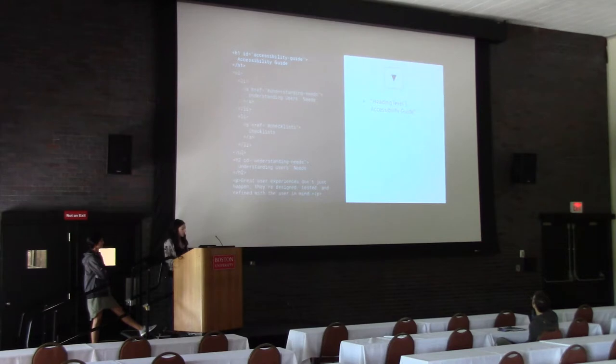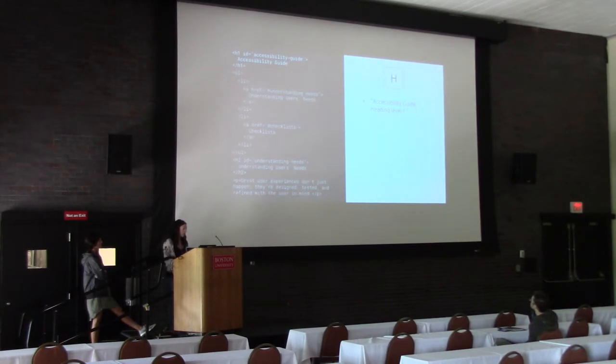When the JAWS user hits the down arrow key, JAWS will announce "heading level 1, accessibility guide." Then hitting down arrow again would announce "list 2 items," because the next item in the DOM is the unordered list. Then when they hit the down arrow key again, it announces both the list and the link as bullets: "same page link, understanding user's needs." And then the next bullet, "same page link, checklist." And then hitting down again would announce "list end" because they've come to the end of that list.